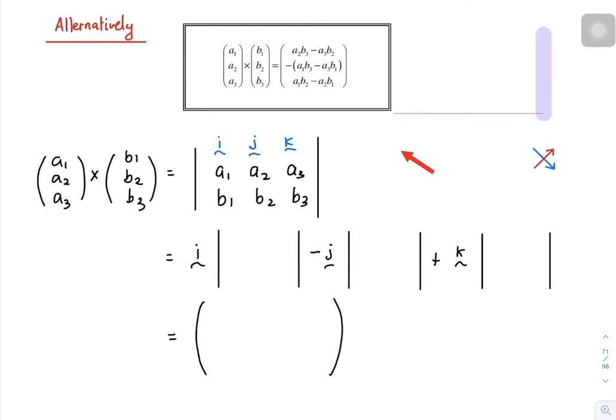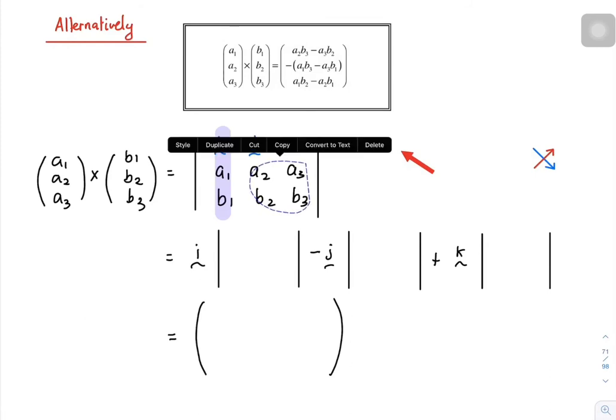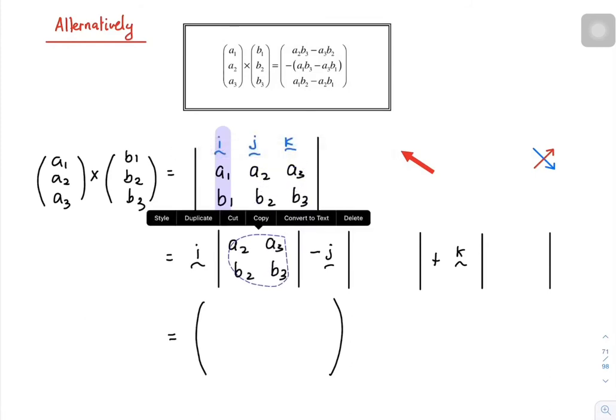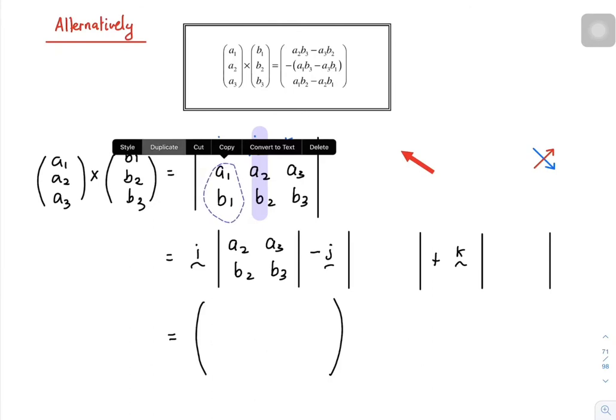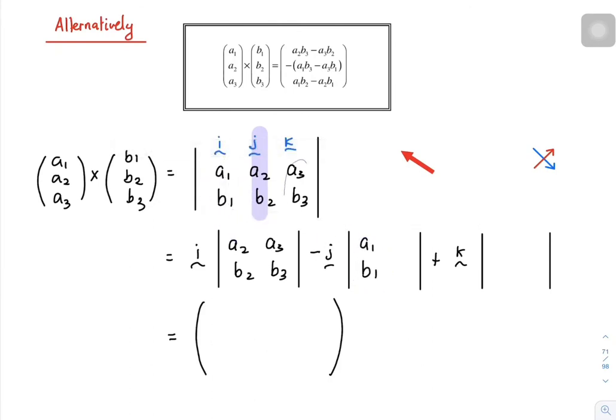Using the determinant method, in order for us to find the I component, we cover the I row over here. Then we will write, then we will have this. In order for us to find the j component, we will cover the j row here. Then we will have this. In order for us to get the k component, we will cover the k column here. Then we will have this.